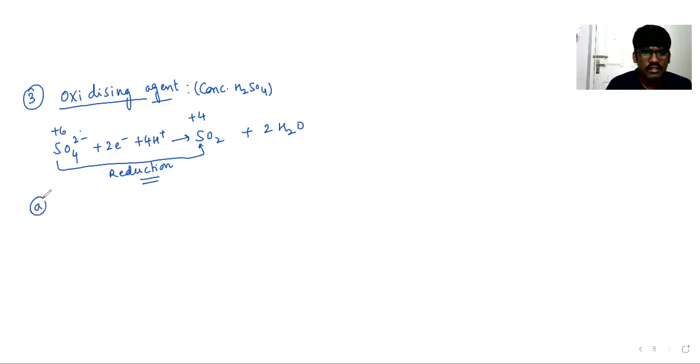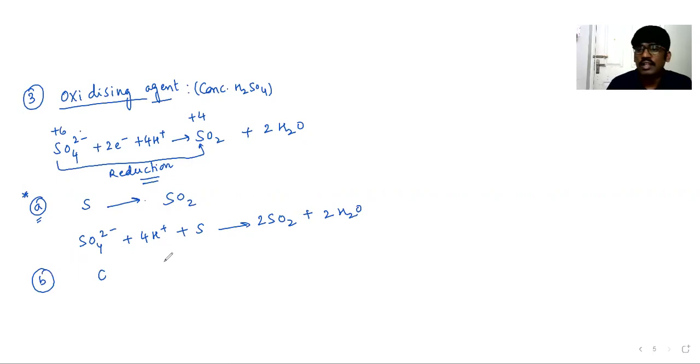Let's see those reactions, which are very important for board examinations also, children, right? Concentrated sulfuric acid can convert sulfur to sulfur dioxide. If you write the reaction: SO4 2 minus plus 4H plus, and sulfur can be converted into SO2 plus 2H2O. If you balance it, you will get 2S. Now it is balanced.